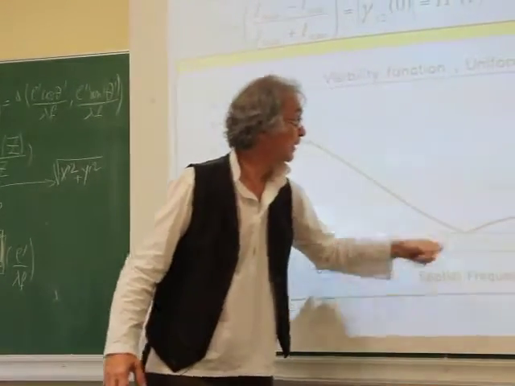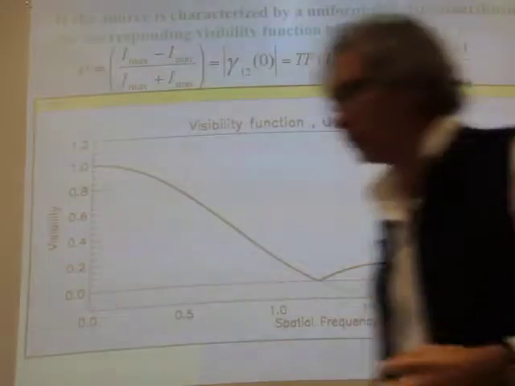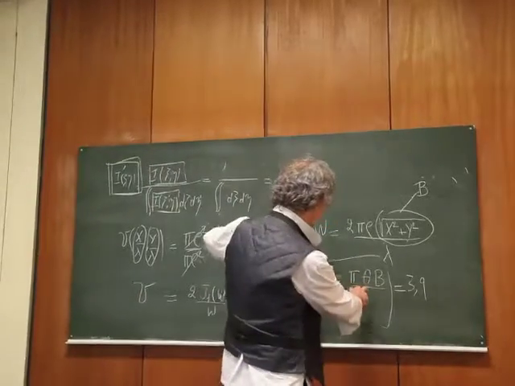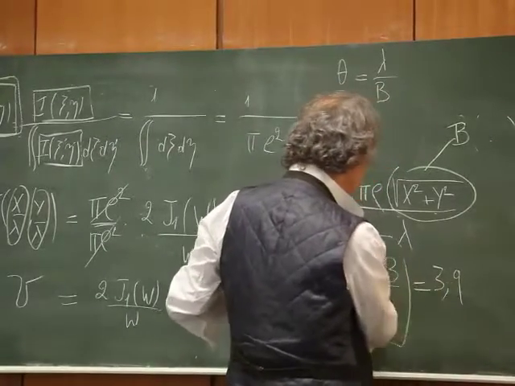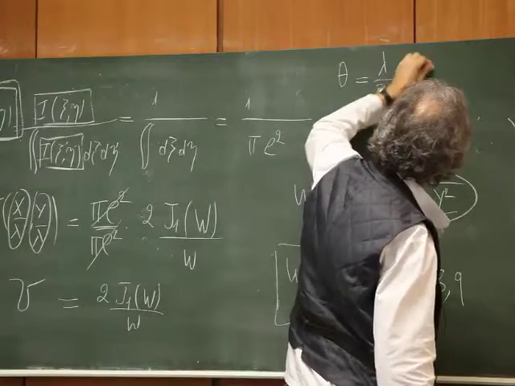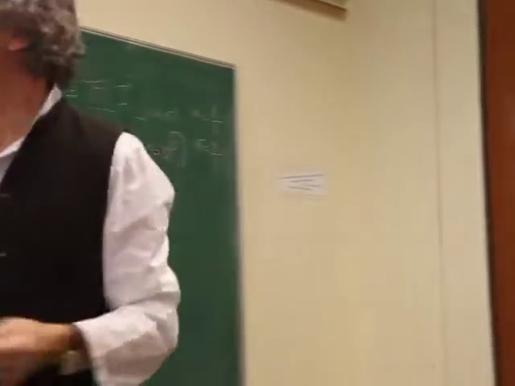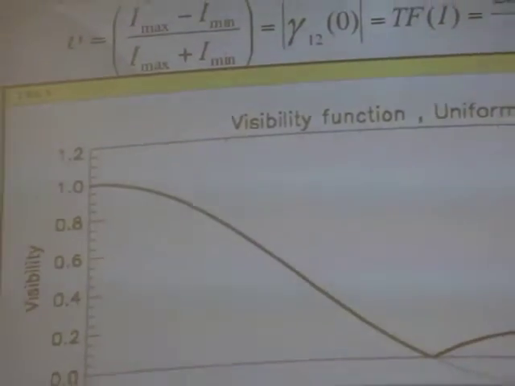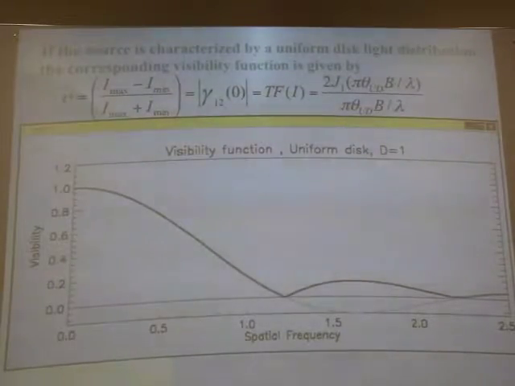And it will get to 0 here, when this quantity is equal to 3.9. So when this is equal to 3.9, the visibility will be null. And this will happen for theta equal to lambda over b times 3.9 divided by 3.14. And this is 1.22. You see? So this is what people do. They are just making a series of observations with different baselines. And after, they make a fit of that function over the data points they get. And they find the angular diameter of the star in radians. This is in radians.